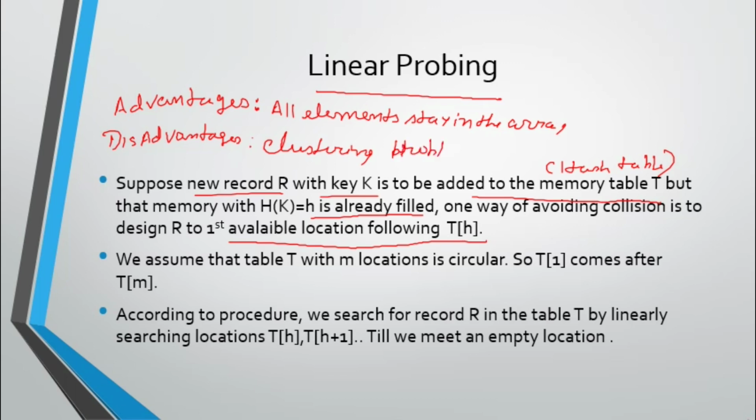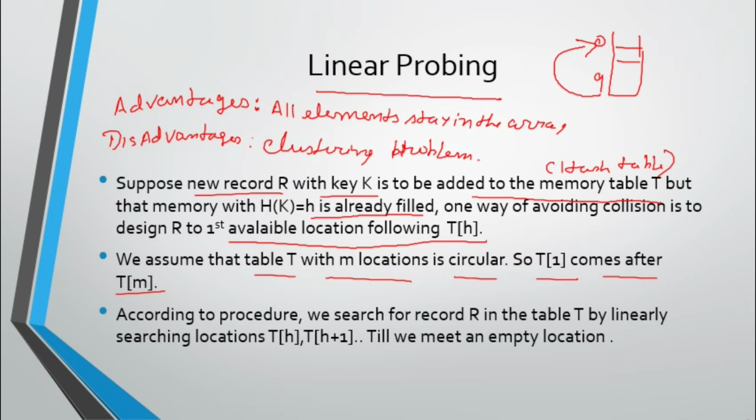Now let us see how exactly we do linear probing. We assume that a table T with m locations is circular, so T of 1 comes after T of m. This is important, students. It should be circular in nature. If you have 0 to 9, after you fill up to the ninth position, you go back to the 0th position and fill. Only then can you do linear probing.